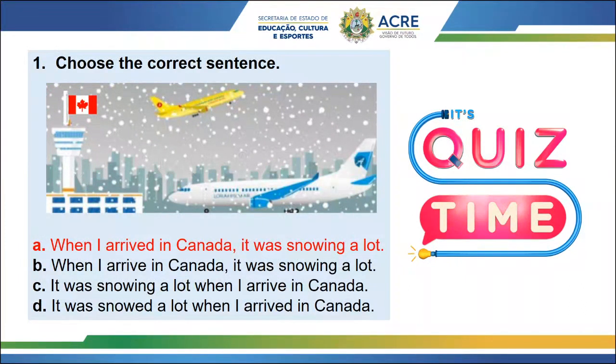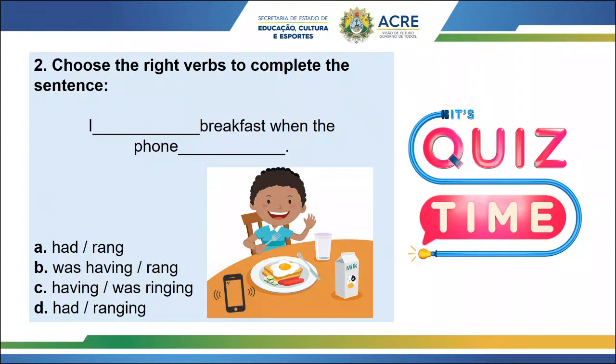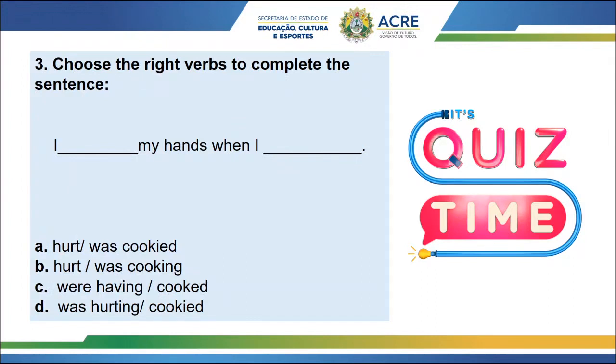Okay. 2. Choose the right verbs to complete the sentences. Pay attention, stop the video. I was having breakfast when the phone rang. Think about it. Pause the video. The correct answer is letter B, right? I hurt my hands when I was cooking.